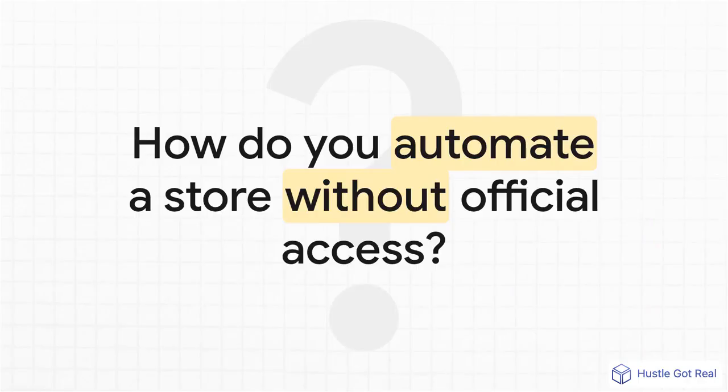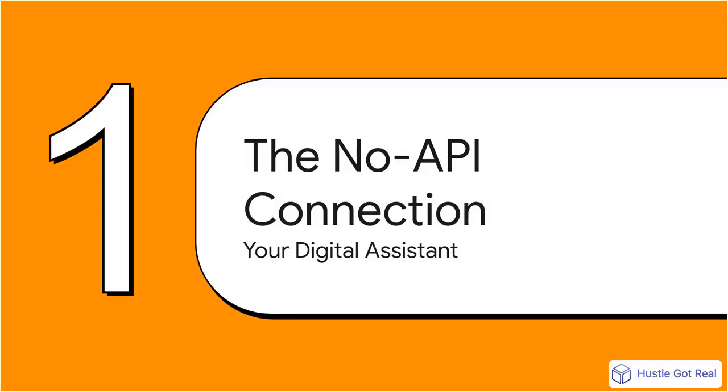Yeah, that's the million-dollar question, isn't it? If the official front door is locked, how in the world are you supposed to get your automation software to talk to your store? How is it supposed to manage your listings and keep your prices and stock updated 24/7? Well, the answer is something called a no API connection. And honestly, the easiest way to picture it is to think of it like having your own little digital assistant. A robot, really, whose one and only job is to manage your store. It's a system designed from the ground up to work when there's no other way in.